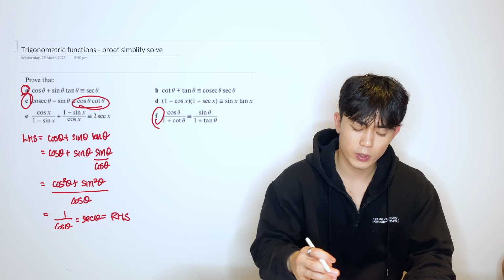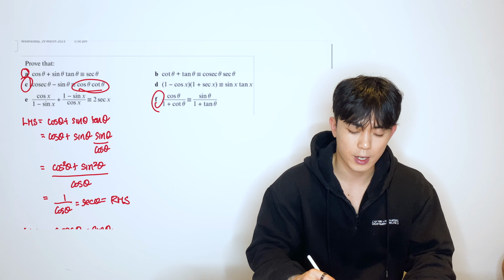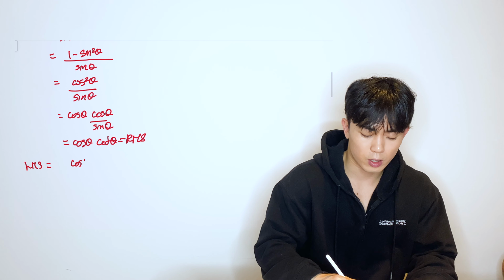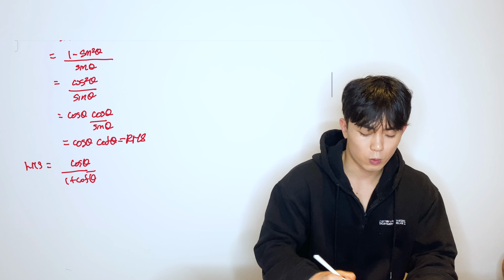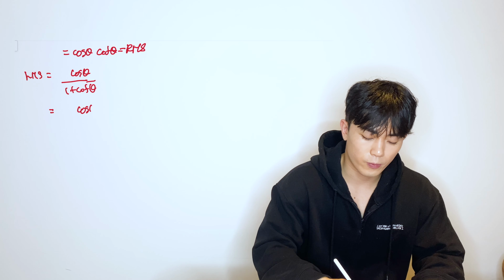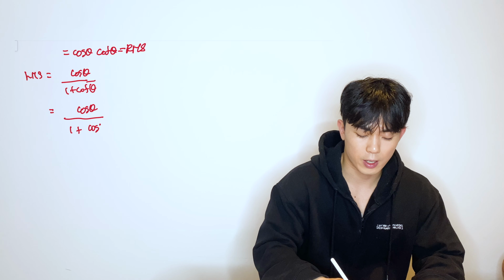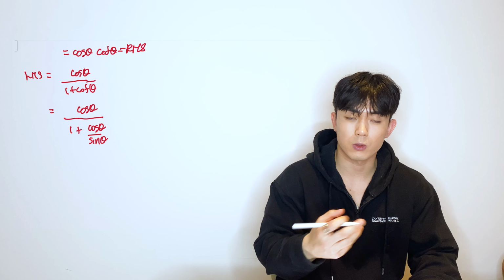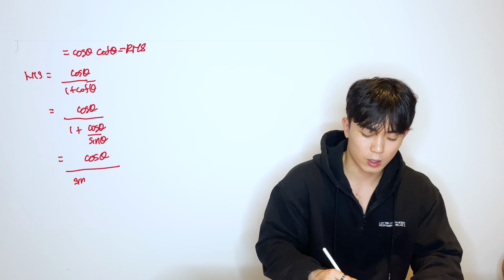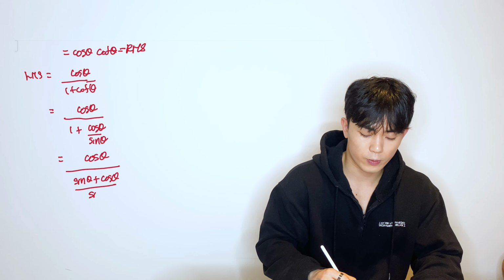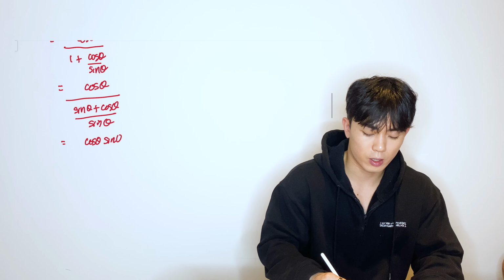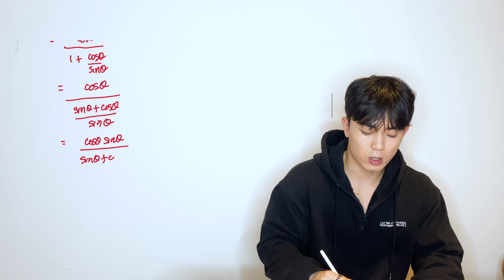Maybe let's just try F as well. So cos theta over 1 plus cot theta is sine theta over 1 plus tan theta. So left-hand side, cos theta over 1 plus cot theta. Once again, first things first, I like to change it all into terms of sine and cos. So it's going to be cos theta over 1 plus cot, remember, is cos over sine. Okay, and from here, make it into one fraction. So we're going to have cos theta in the numerator, and we're going to have sine theta plus cos theta over sine theta. We can simplify this even further by saying it's going to be cos theta sine theta over sine theta plus cos theta.